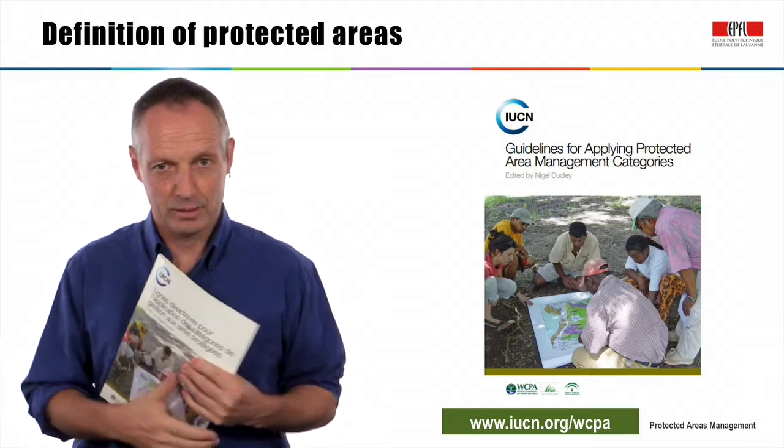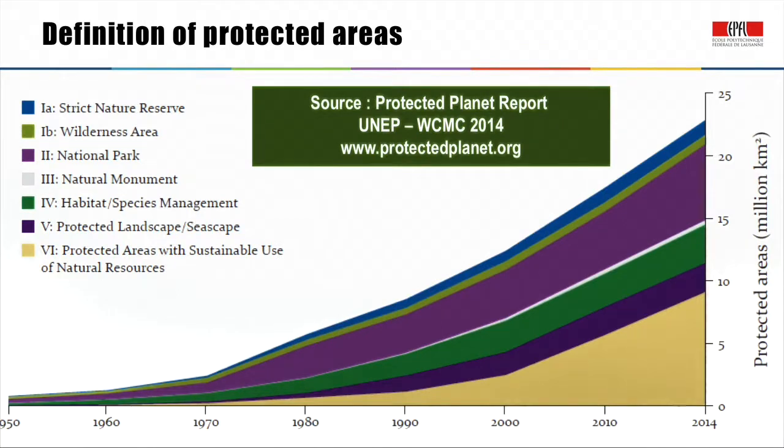They are published by the World Commission on Protected Areas. So, why should we be interested in this definition? Well, because, as we have seen, there are more and more protected areas. Over 200,000 today, covering more than 20 million square kilometers, as shown on this graph. They are more and more complex, as we will see when we look at management categories and forms of governance.